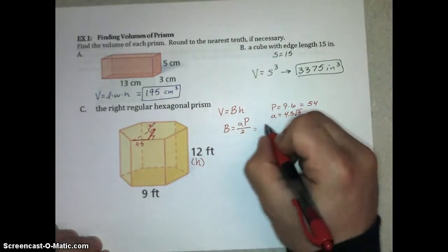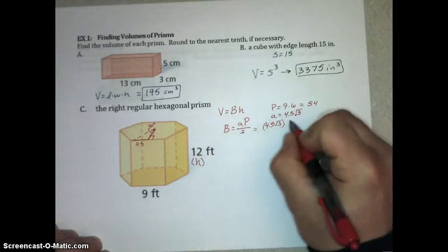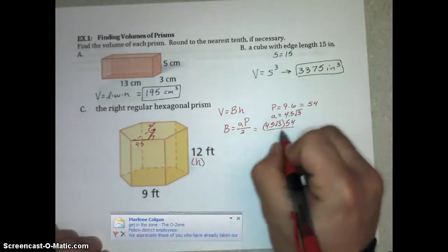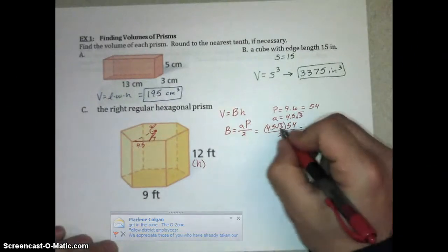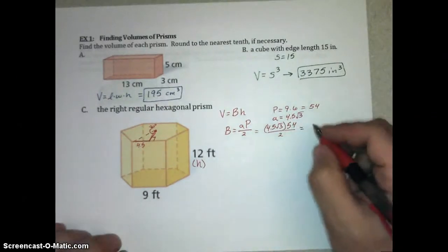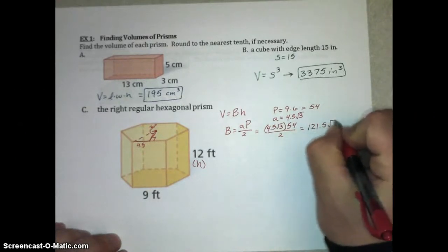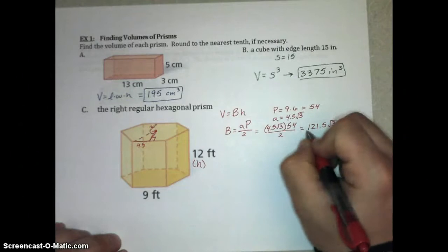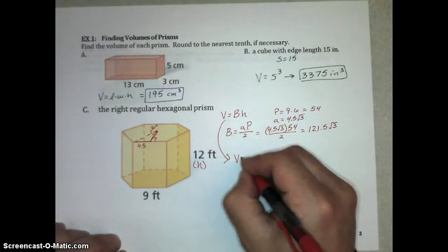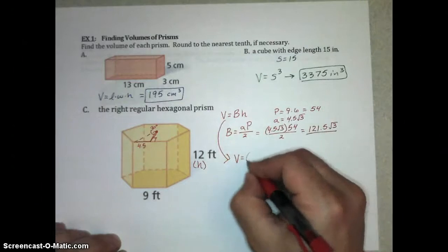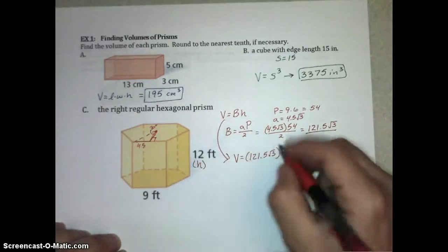So we can plug those into our formula now. The base area is going to be apothem 4.5 root 3 times the perimeter 54 divided by 2. And when we plug that in and we write everything in terms of root 3, because we don't want to round till the end, that should be 121.5 root 3. So we're going to leave that as our base area for now. So once again, take your volume formula. Volume is the base area, 121.5 root 3, times your height, which is 12.